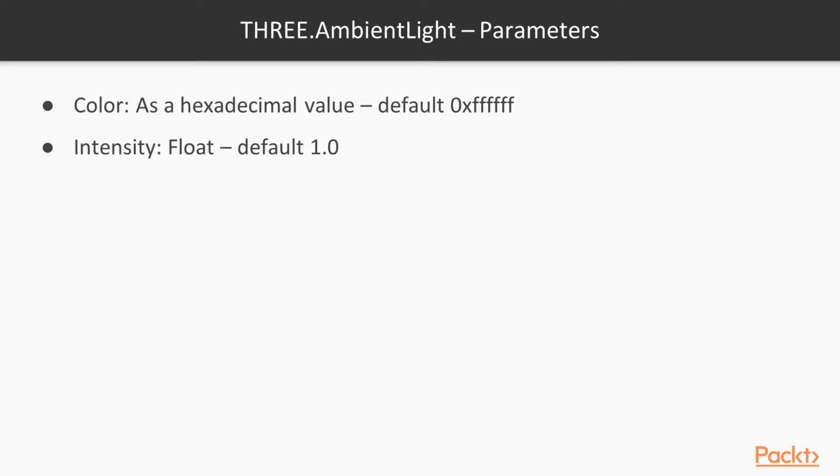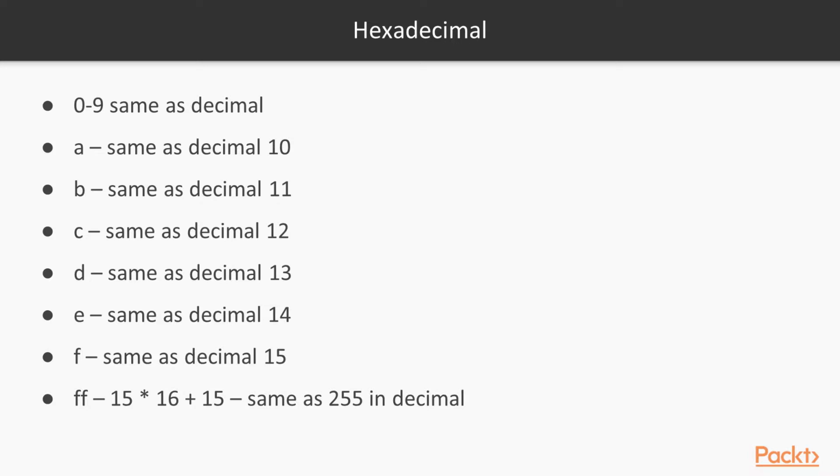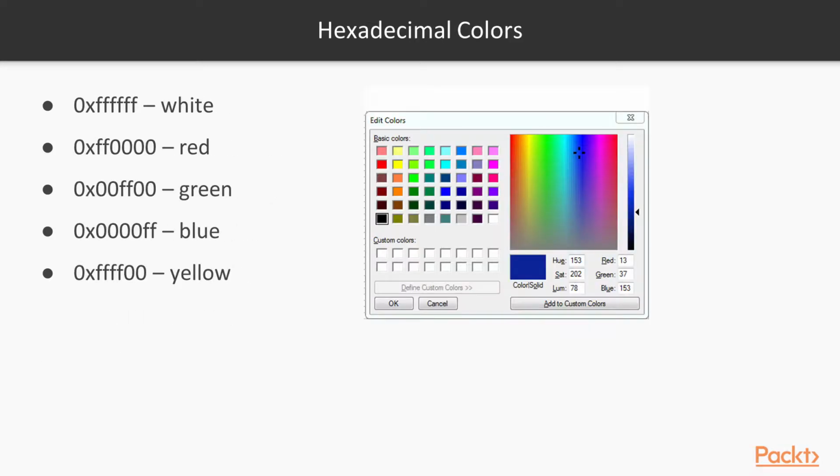The simplest type of light is an ambient light. We've seen one before. An ambient light takes two parameters. Both parameters are optional. The first parameter is an integer value that defines the colour. This is usually defined as a hexadecimal value. Hexadecimal values in JavaScript are prefixed with 0x. When defining a colour, the first two values are the red component, the next two the green, and the last two the blue. This type of colour is often called an RGB value.